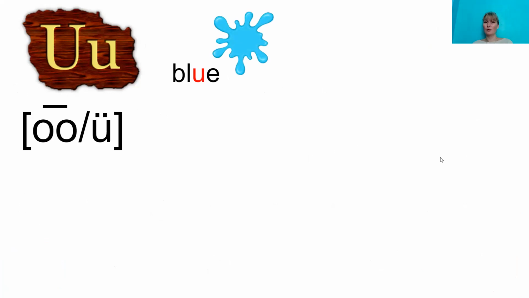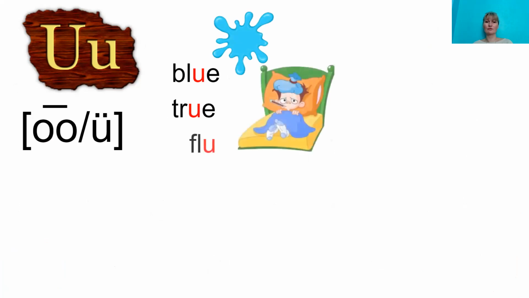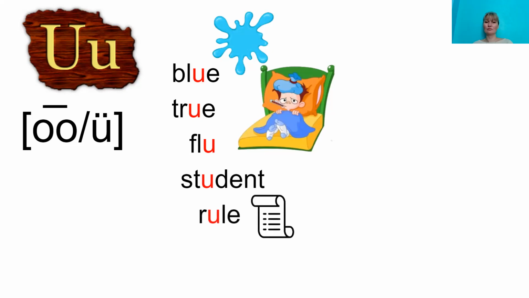For example, blue, true. So it's just U. True, flew. Student, rule, glue. So again, you may hear student. It's also acceptable, but in American English, we say more as student. British would be student, right? But again, it's an accent. It's the way you prefer it. So sometimes you can go with U or U. It's not a big deal.